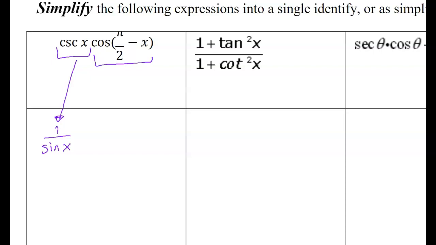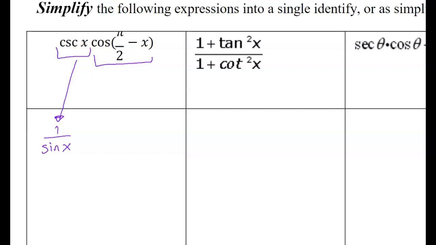Can you locate that? Cosecant of pi over 2 minus x. Can you locate that on our trig identity? Can you find it? I think Serena found it.